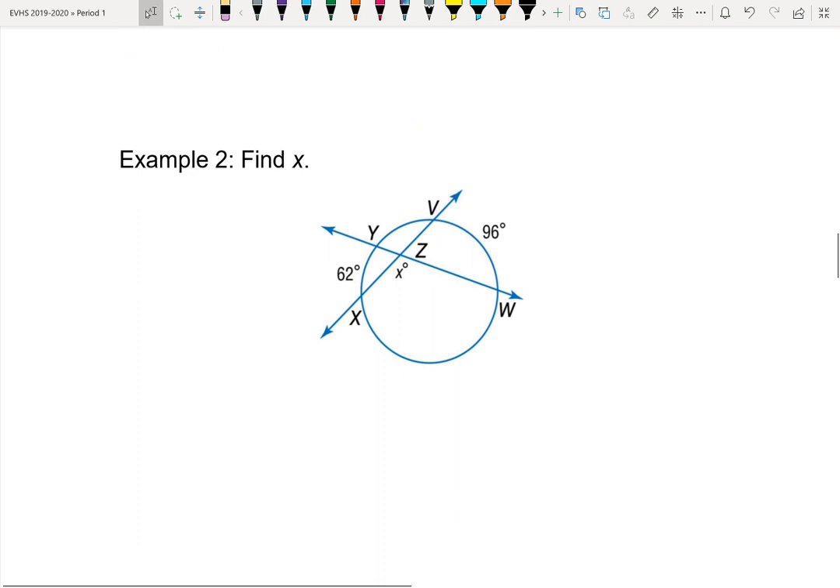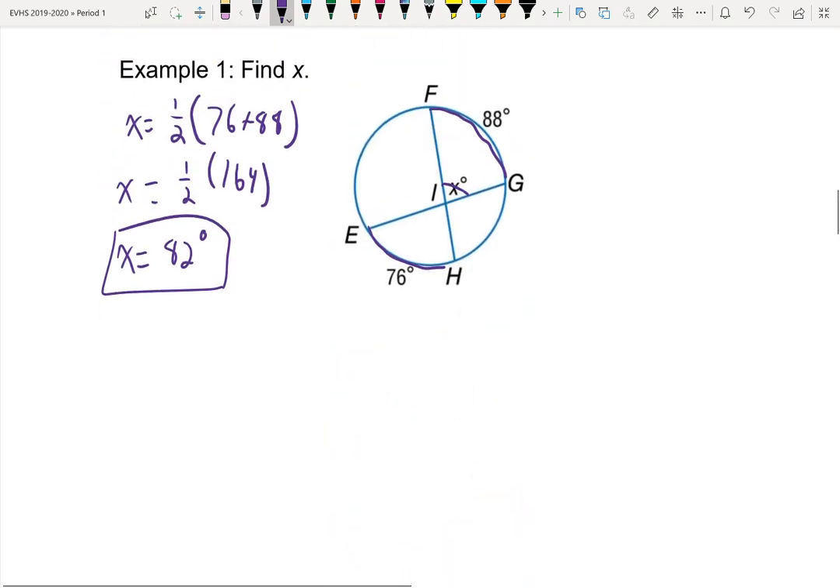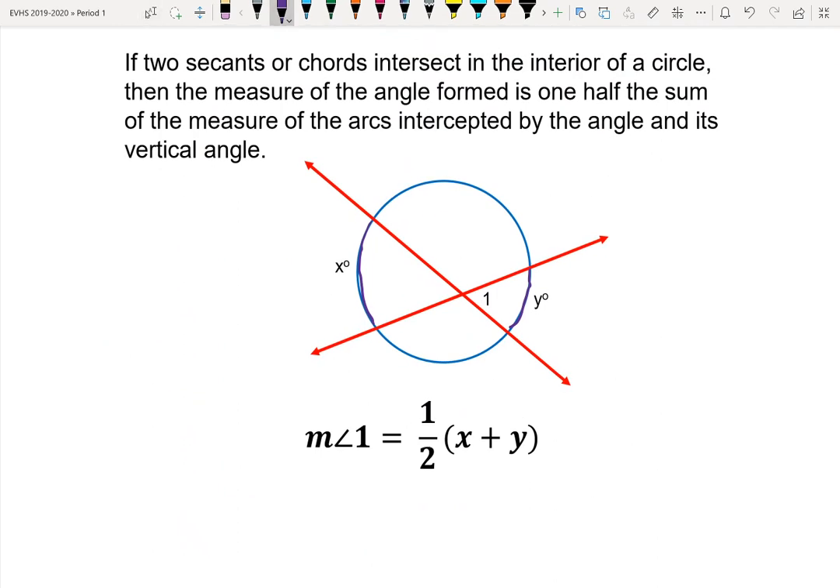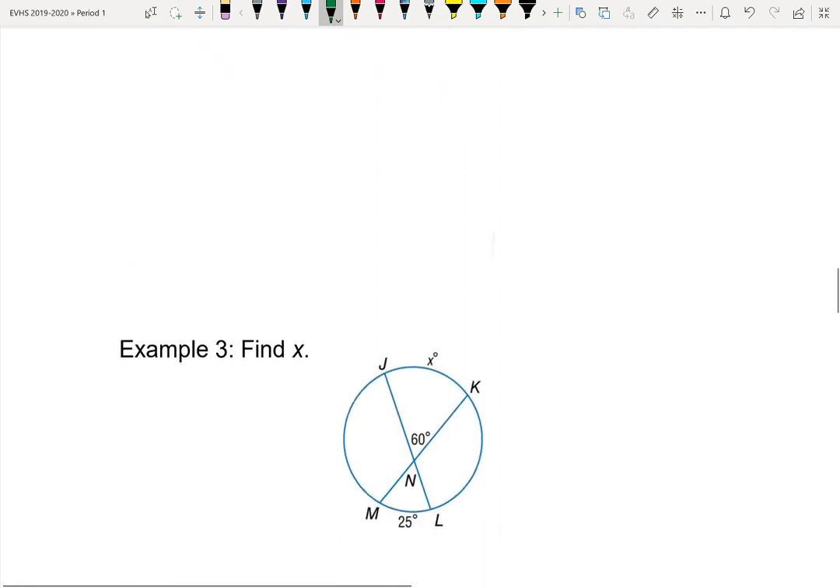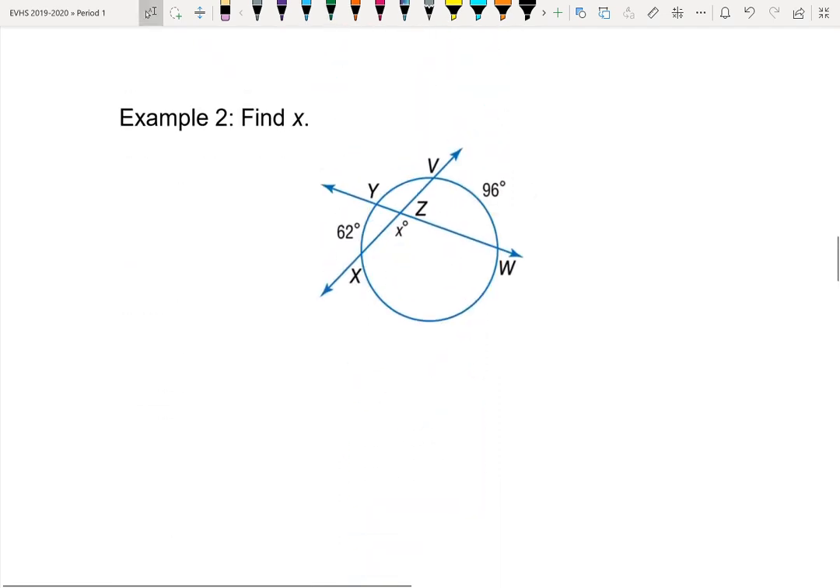Moving on to example 2. This one throws students off sometimes because they want to just go in there and say that X is equal to 1/2 of 62 plus 96. But the problem is, remember the way this whole thing was set up. Let me jump back up here. Angle 1 is the angle that opens up onto the arcs. Then this vertical angle opens up onto X. Notice it is not this angle over here. That's the situation that I've got here on example 2.